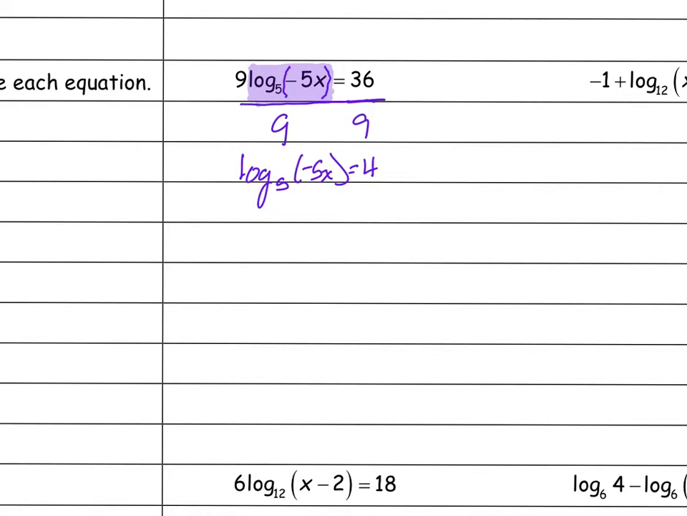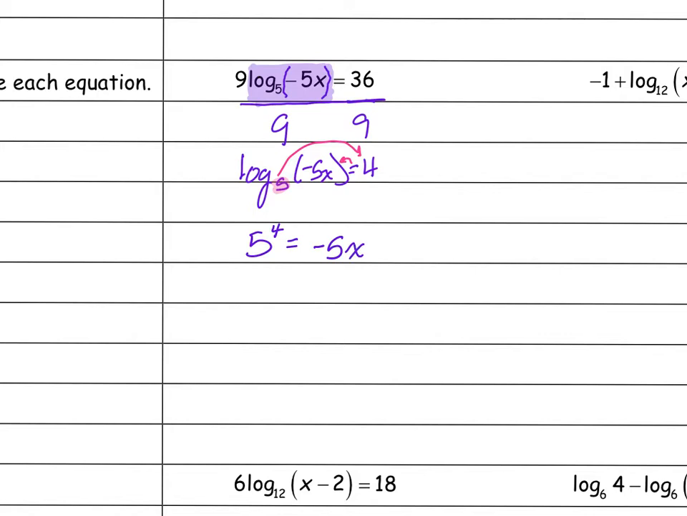So if I cannot solve it as a log, I change it to an exponential. So it becomes my base to this equals this. That's how we write it. So I've got 5 to the 4th power equals negative 5x. So now I'm just going to work out the math.